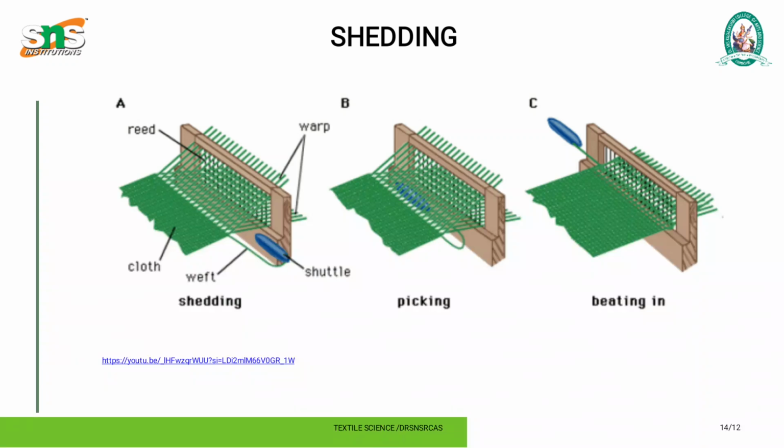So this is shedding. By moving the harnesses up and down, we can pass the filling yarns through the warp threads to make the fabric.